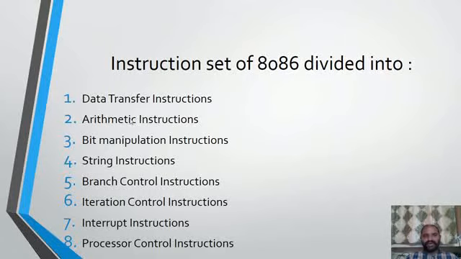We have seen the data transfer instructions, arithmetic instructions, bit manipulation instructions, string instructions, branch control instructions, iteration control instructions, interrupt instructions, and process control instructions. You are supposed to explain each block with one or two examples. No need to list all the instructions under each set. For data transfer, you write MOV, XCHG, XLAT, PUSH, POP, and explain one or two instructions under each category. Don't try to explain all the instructions because you will not get sufficient time in the exam.